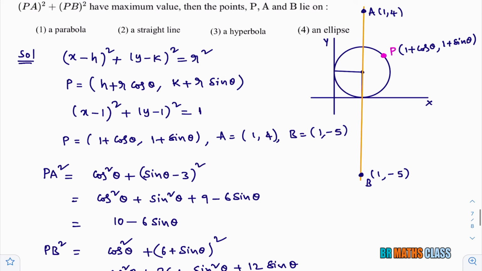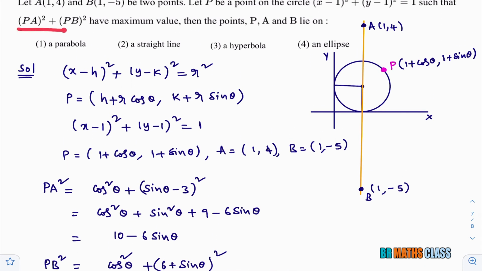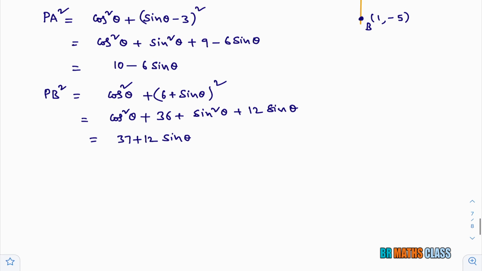Now in the question they say that PA square plus PB square has maximum value. So I'll calculate PA square plus PB square. You just add PA square and PB square, that means I am adding 1 and 2. If we add these two, 37 plus 10 is 47. 47 plus 12 sin theta minus 6 sin theta is plus 6 sin theta. Now PA square plus PB square I got like this.